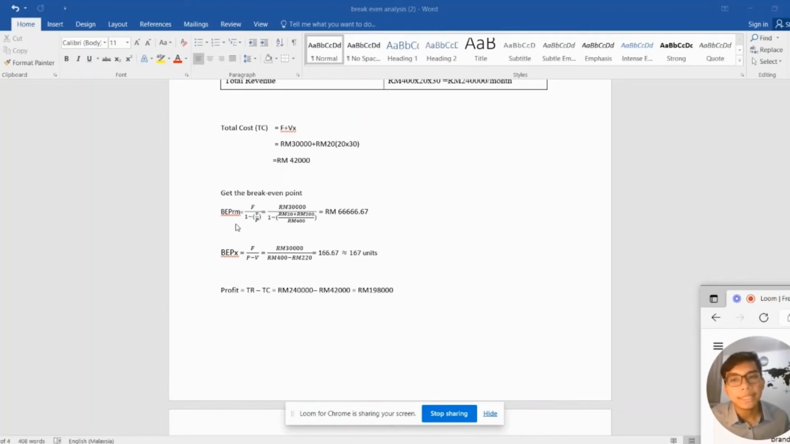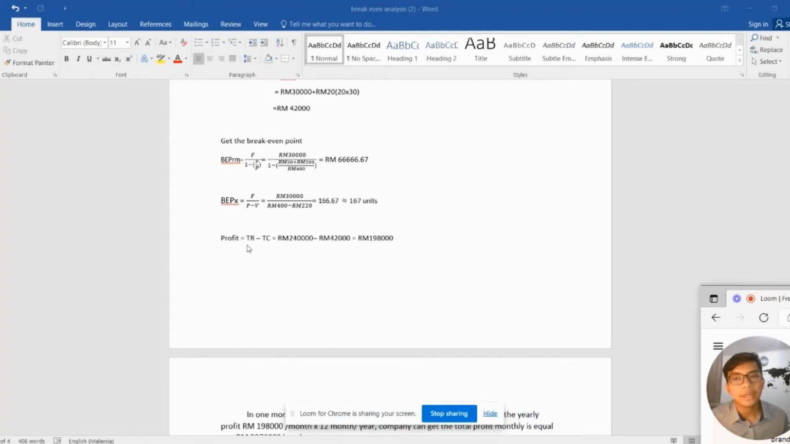For BEP in RM we got 66,666 ringgit. And for BEP in units we got 167 units. Then we calculate profit, TR minus TC, and we got 198,000.